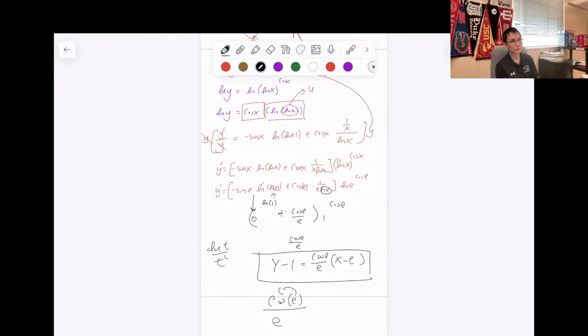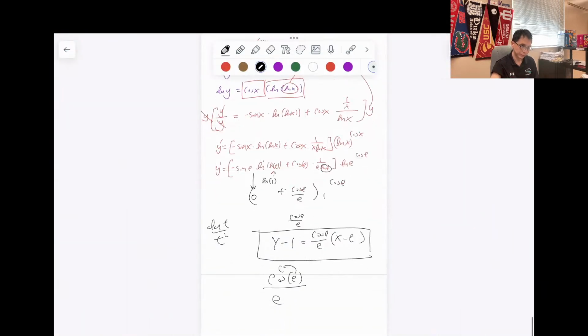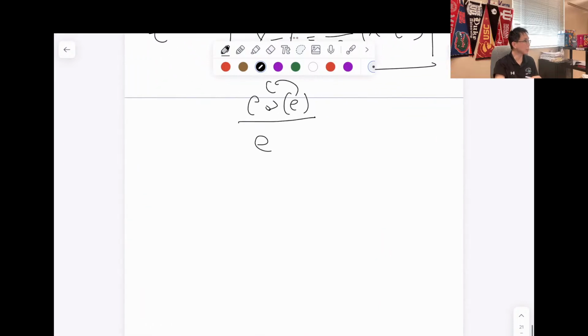What happens with the ln cosine? ln e is 1, so it's 1 to the cosine of e. Cosine of e is a value, right? So 1 to any power is what? Oh yeah, 1. So that part just comes out to 1. Good question. Next question.